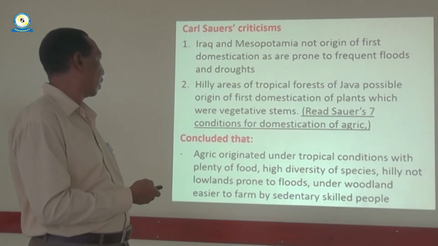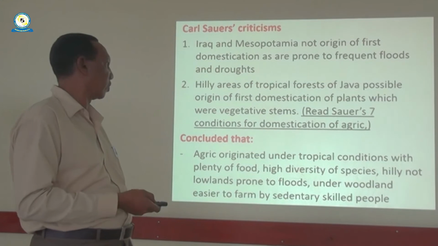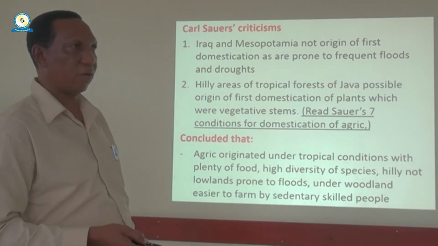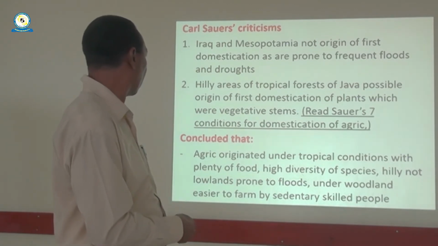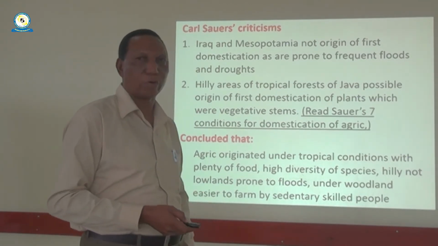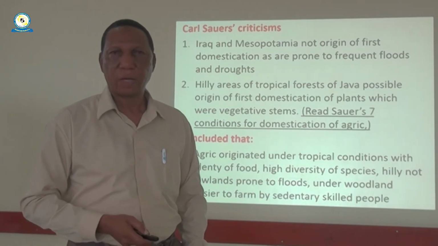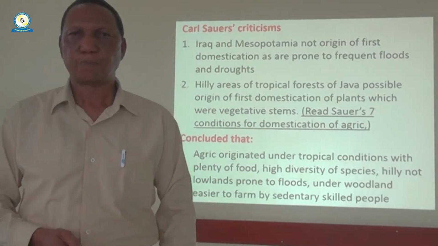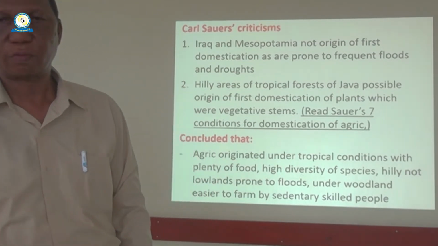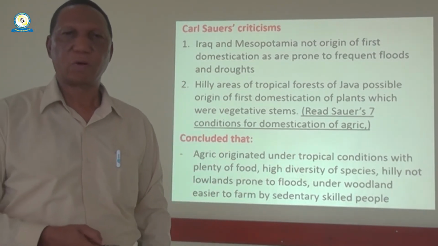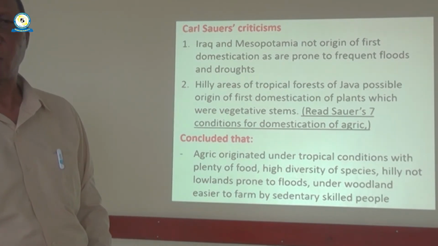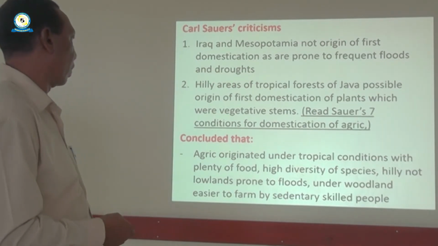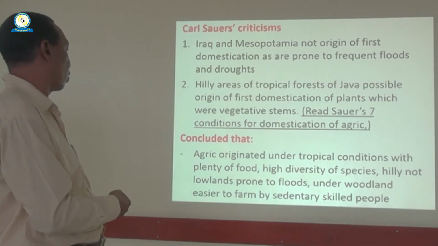You can read the soil conditions for domestication of agriculture, which you have in your notes. So to conclude this part, agriculture originated under tropical conditions, according to Sauer, with plenty of food, high diversity of species, hilly, not lowlands prone to floods, and woodlands easier to farm by sedentary skilled people. So this is the summary according to Sauer.